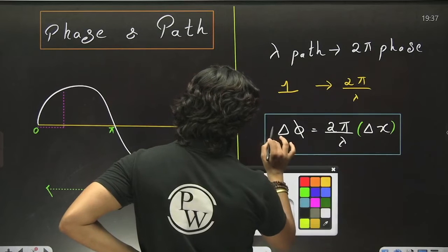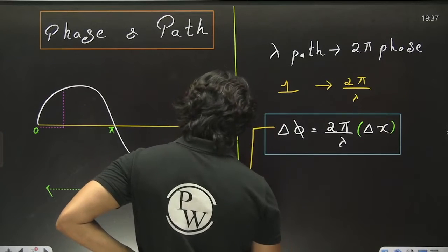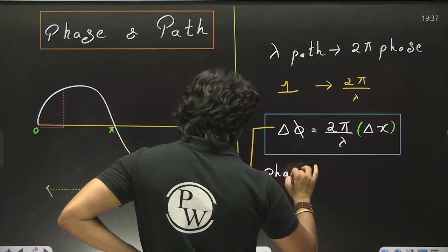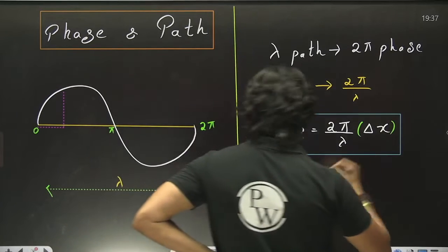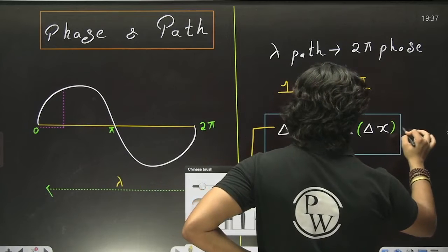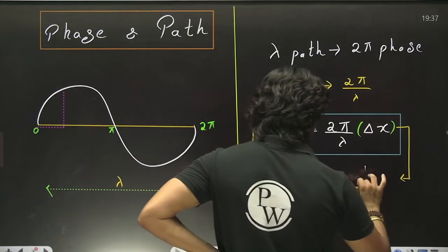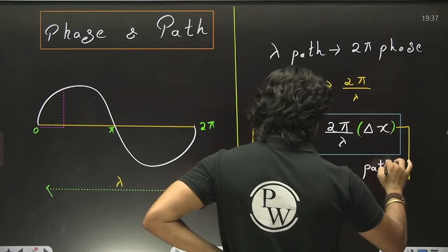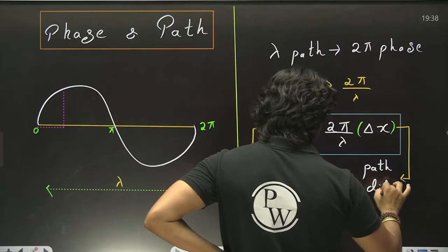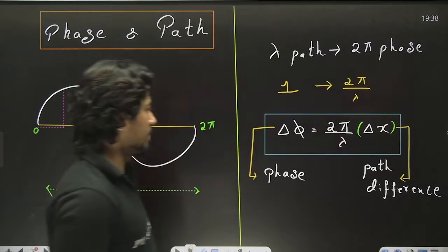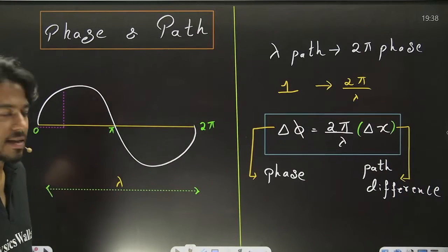This is the relation between phase difference and path difference for a wave. So this is the relation between phase and path.